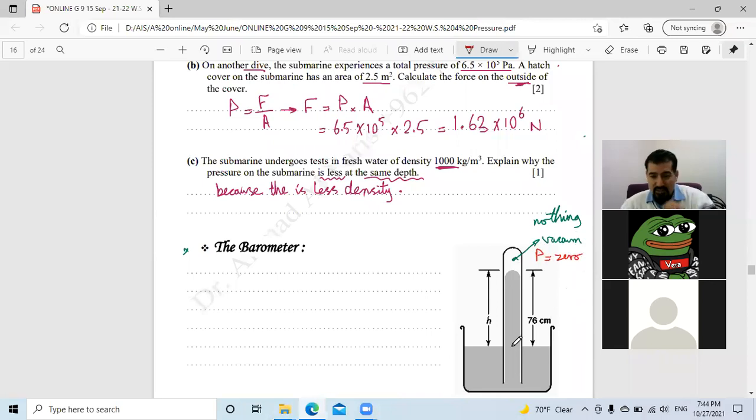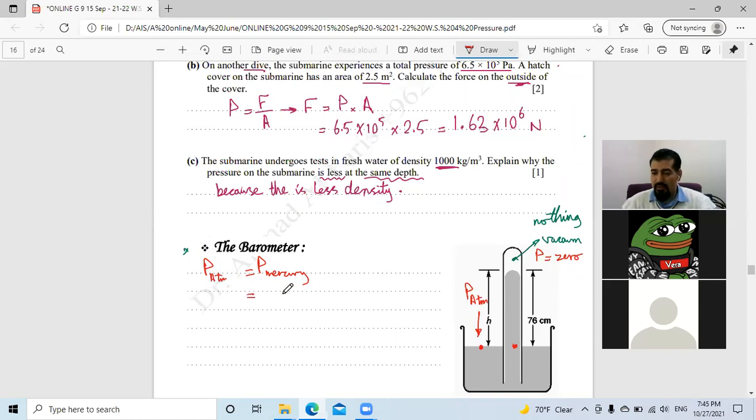Zero. So the pressure at this point and the pressure at this point, since they are on the same level, is the same. So what is the pressure inside? The pressure of the mercury, because the pressure of the vacuum is zero. What's the pressure outside? The pressure of the atmosphere. So the pressure inside is the pressure of the mercury, and the pressure outside is the pressure of the atmosphere.